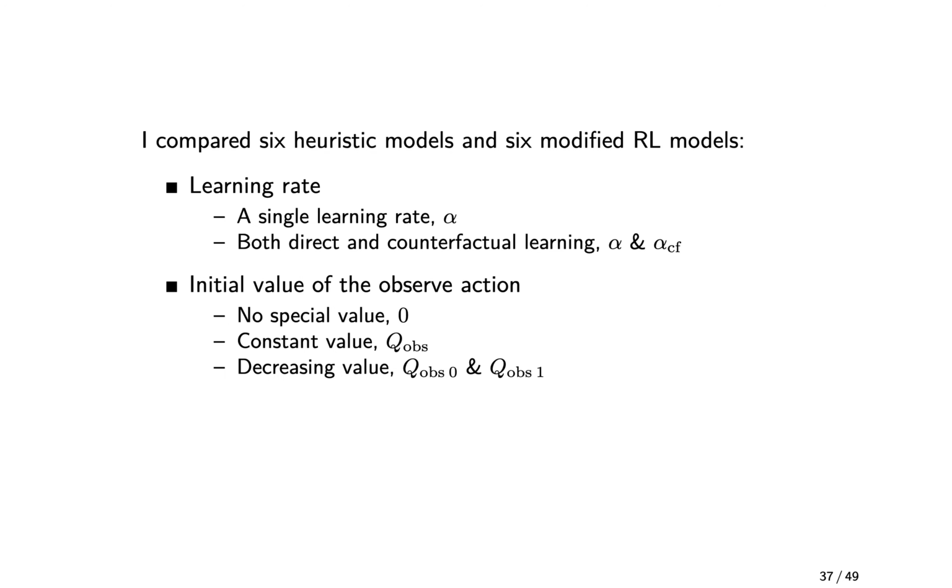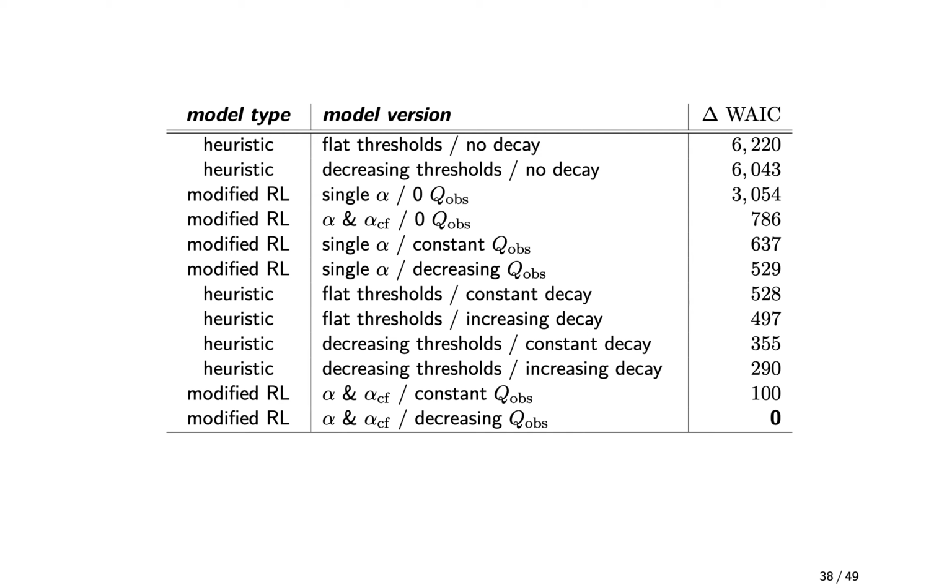I ultimately compared 6 heuristic models and 6 modified RL models, where the RL models include all possible combinations of the extensions that I just described. And the model comparison shows that the best modified RL model provided a better scoring fit to our data than the best heuristic model. Our winning model is the modified RL model with both direct and counterfactual learning, and with a decreasing, not updating, value assigned to observation.